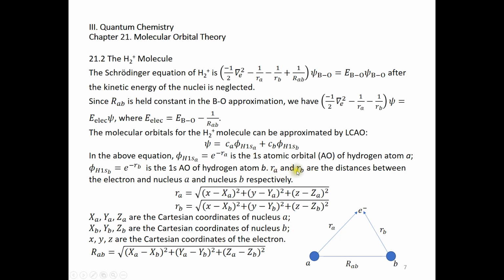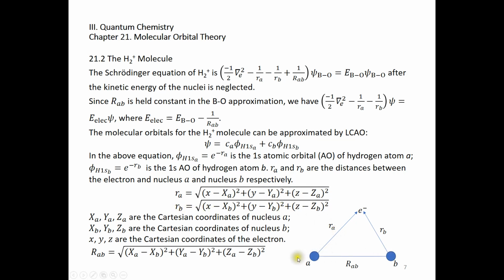R sub A and R sub B are the distances between the electron and the two nuclei, nucleus A and nucleus B. So R sub A is the square root of the sum of three squares. This is x minus the x of nucleus A, y minus the y of nucleus A, z minus the z of nucleus A. And also we have a similar expression for R sub B.